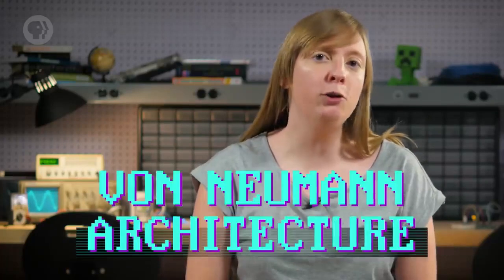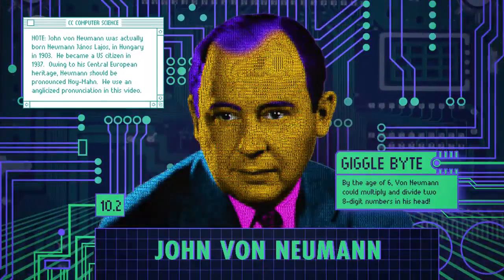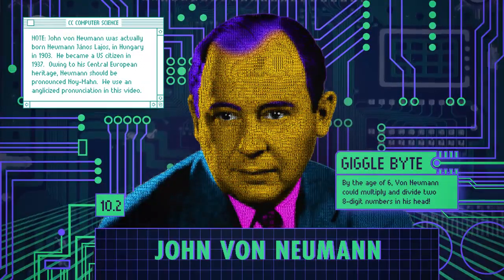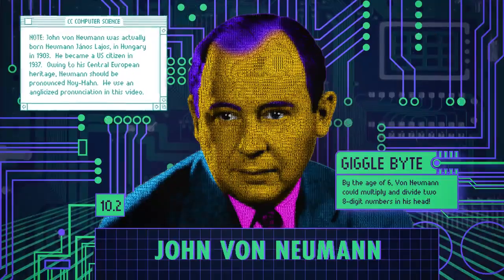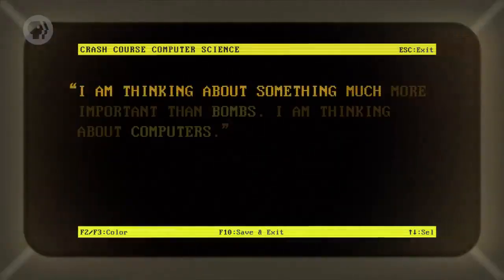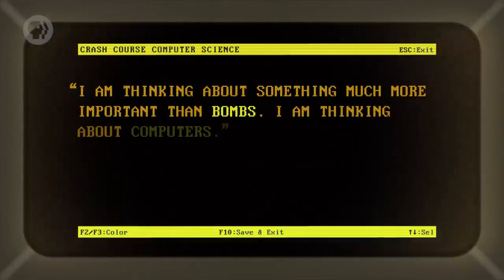Unifying the program and data into a single shared memory is called the von Neumann architecture, named after John von Neumann, a prominent mathematician and physicist who worked on the Manhattan Project and several early electronic computers, and once said, "I am thinking about something much more important than bombs. I'm thinking about computers."